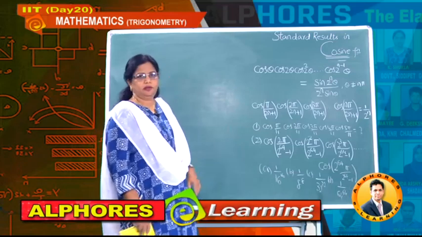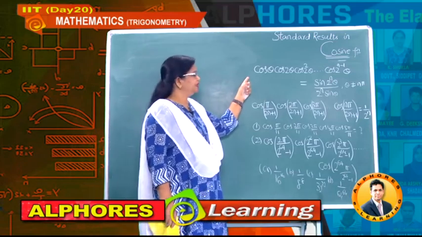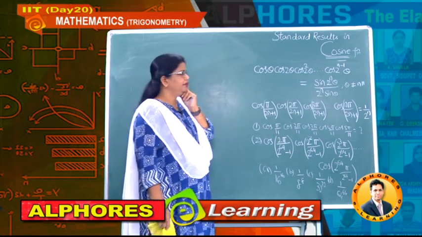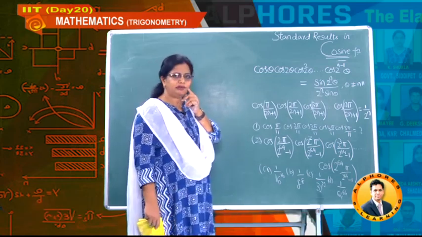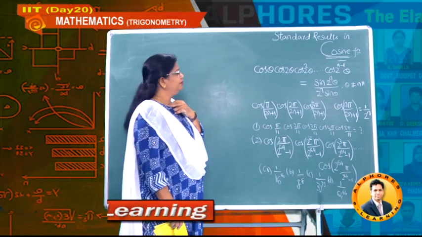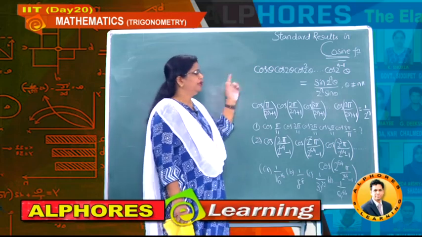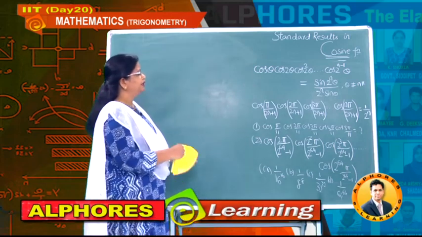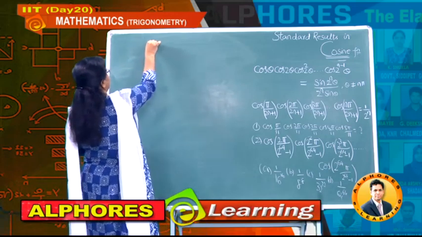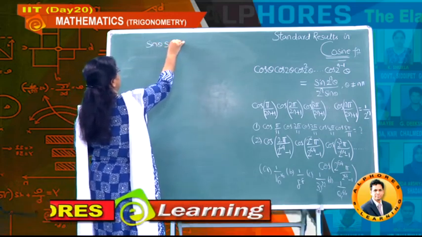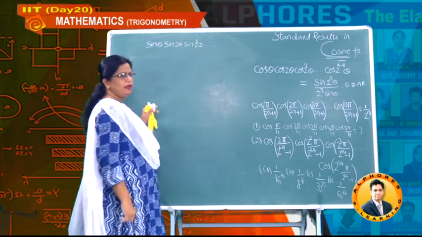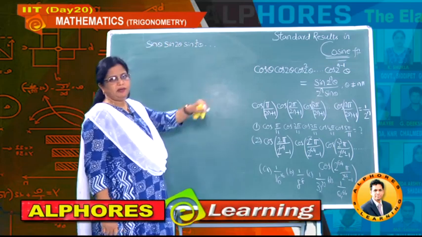Okay. Now students, observe here this result just now we have proved. Then you may get one doubt, why is this result only in terms of cos, why is it not in terms of sin? Okay. So why have we proved this result exclusively in cos? Suppose if I write the result as sin theta into sin 2 theta etc. Okay. Sin theta, sin 2 theta, sin 2 square theta etc. like this.